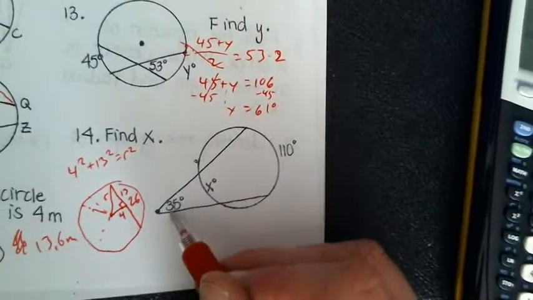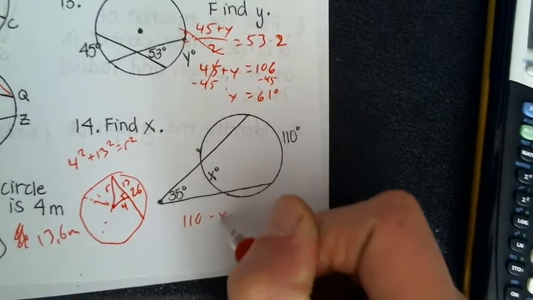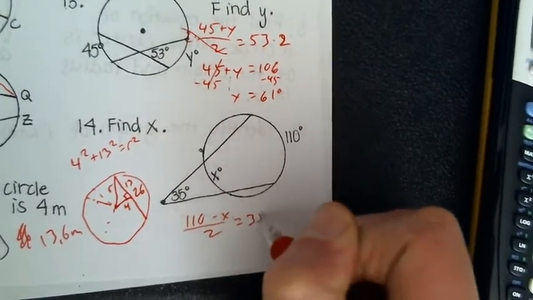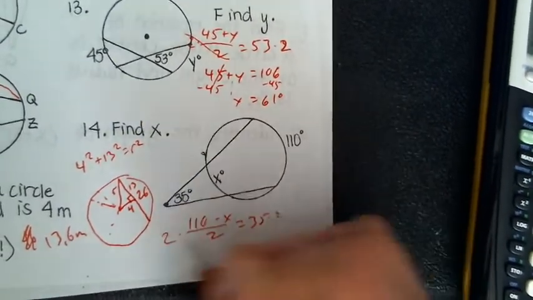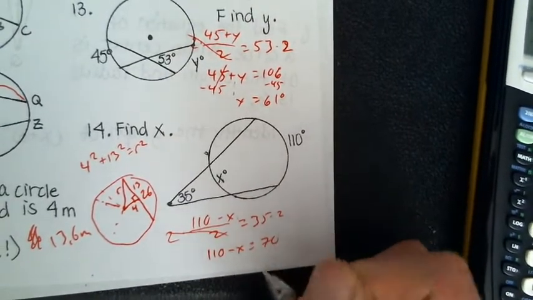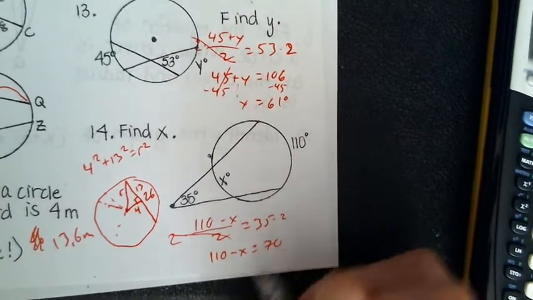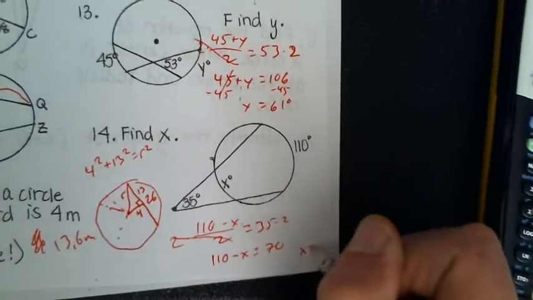Find the exterior angle, so that means we subtract the smaller one from the larger. 110 minus x divided by 2 equals 35. Multiply both sides by 2 to get rid of the denominator. 110 minus x equals 70. 110 minus what equals 70? Add x and subtract. That is just 40.